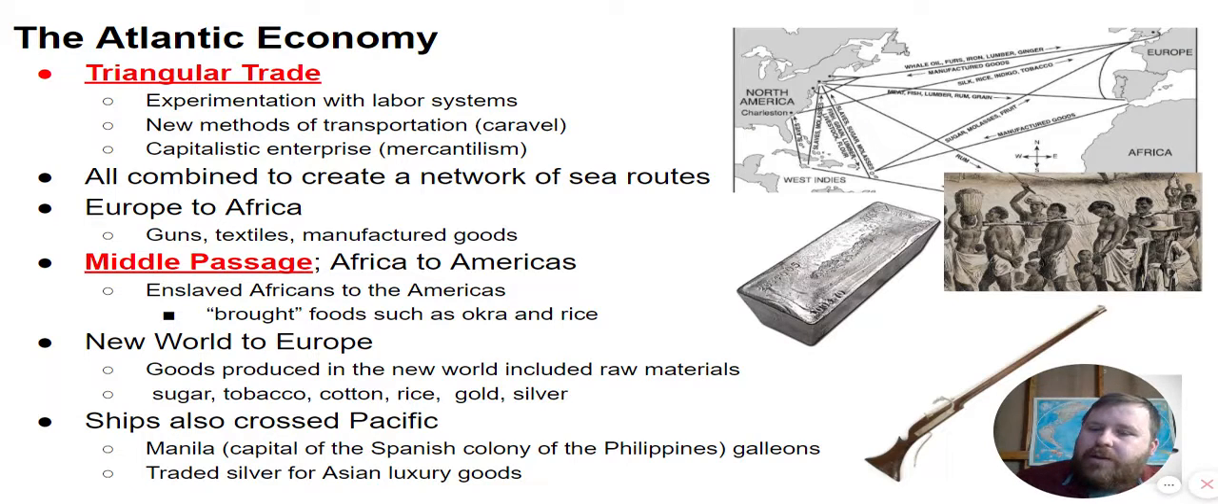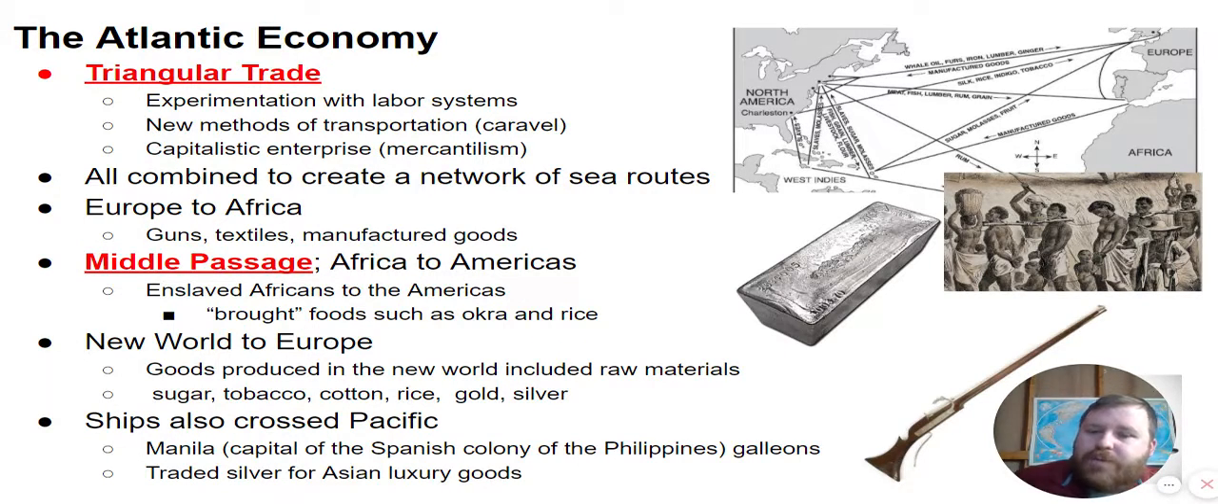Some of those raw materials include sugar, which is huge in the Caribbean and in South American societies. Tobacco, mainly in the American South, but also other places within the Americas. Cotton, again, American South. Rice, which I think is in South America. Gold and silver, which is mainly in South America, but a little bit in North America or Central America as well. So you've got all these raw materials coming from North and South America and the Caribbean, and those are going to Europe, and then the whole triangle starts again.